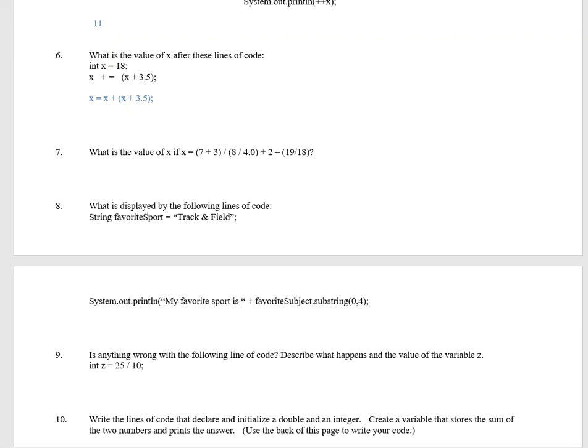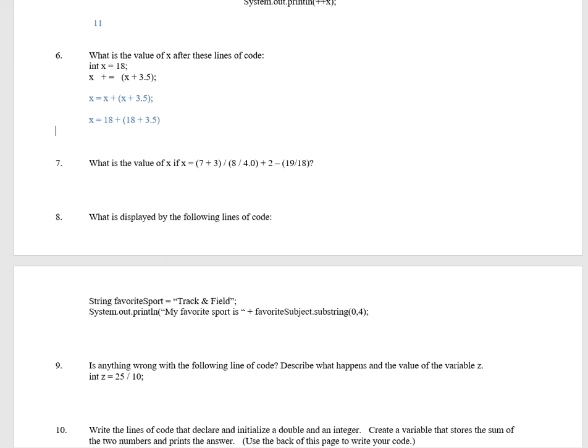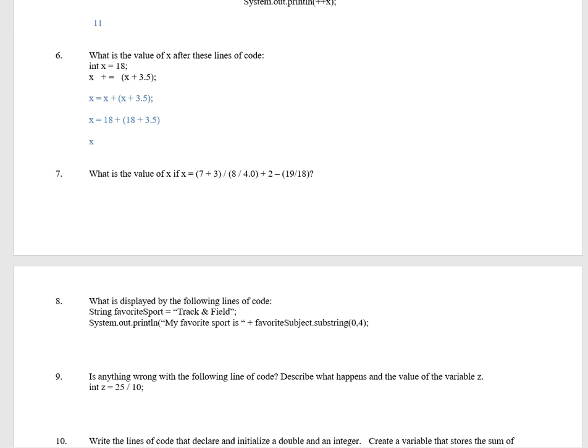So now if I plug in the values to it, I have x equals, and the value of x is 18, so 18 plus, and then in parentheses, the value of x, 18, plus 3.5. Okay, so that's the value there. So in other words, I have 18 plus 3.5, which is 21.5, plus 18 more makes it 39. So in this case, x equals 39.5.